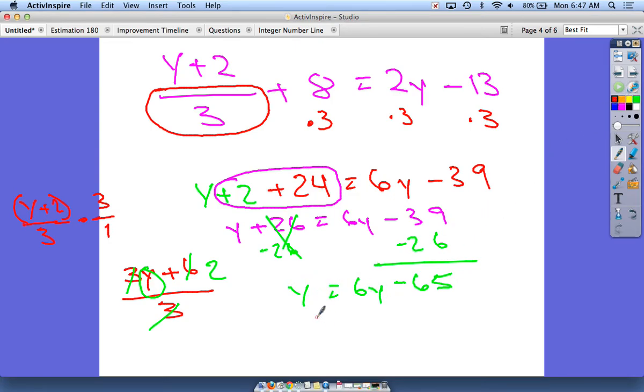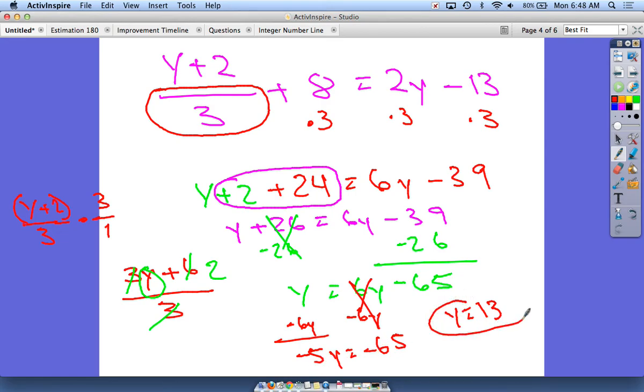Now we'll go ahead and get this over on this side. Minus 6y, canceling out. Minus 5y equals negative 65. Again, if you don't know this, I can always just do negative 65 divided by negative 5 and get my answer. I know this is going to be 13 though, so y equals 13. Negative divided by negative is a positive. There's our answer.